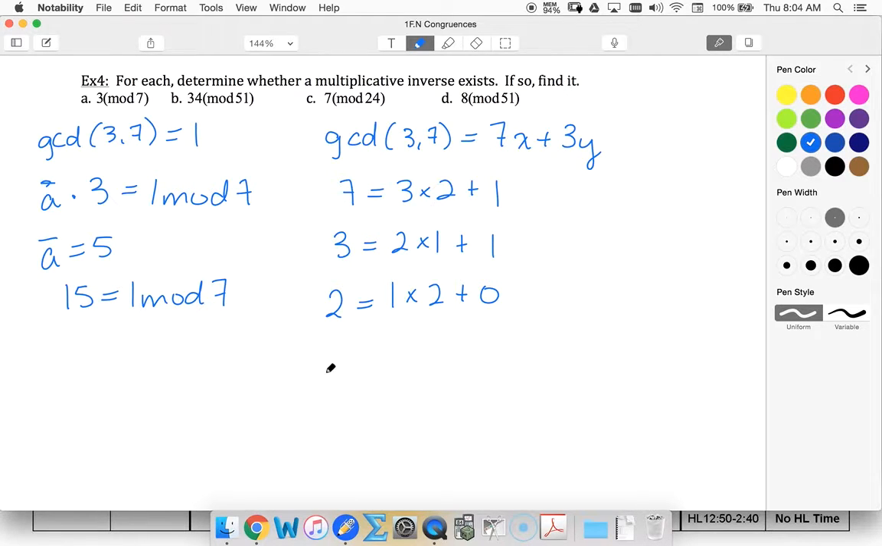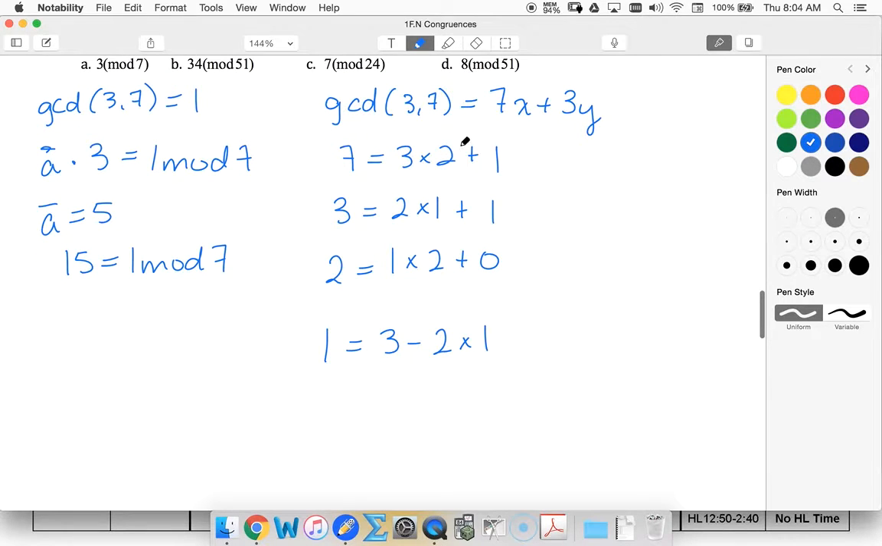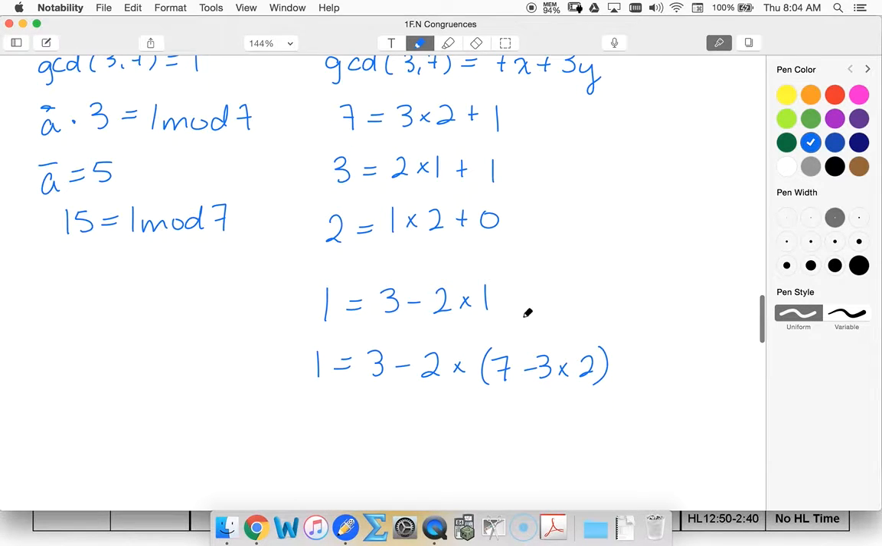So I'm going to start by saying that 1 is equal to 3 minus 2 times 1. 1 again is going to be equal to 7 minus 3 times 2. And that's what I want in my equation. I want my 7s and my 3s. So I'm replacing this one with 7 minus 3 times 2. So that means I'm going to end up with 1 is equal to, that's going to end up being 4 3s and 1 more, 6 times 3 minus 2 times 7.